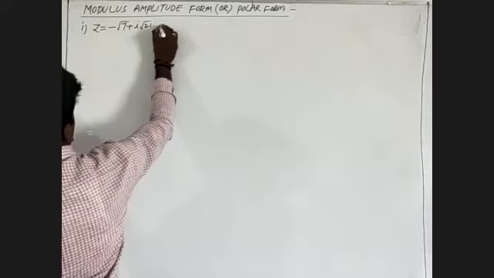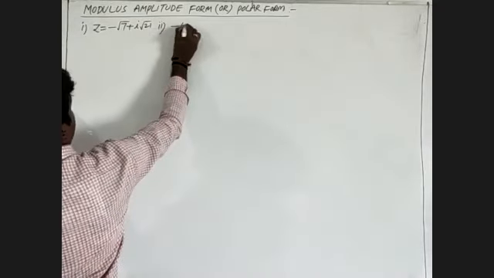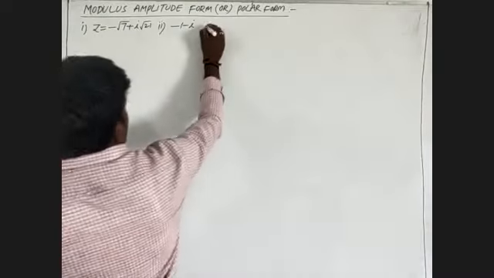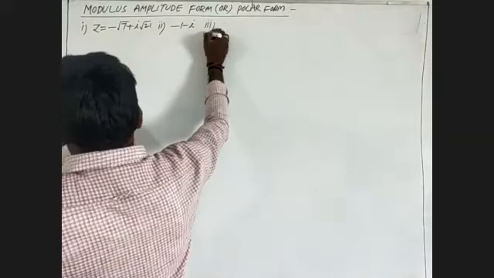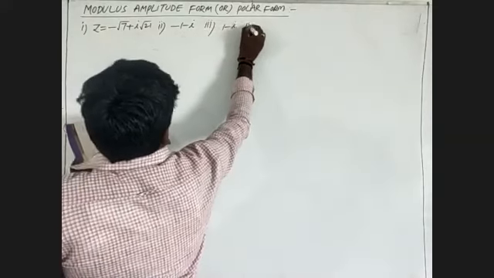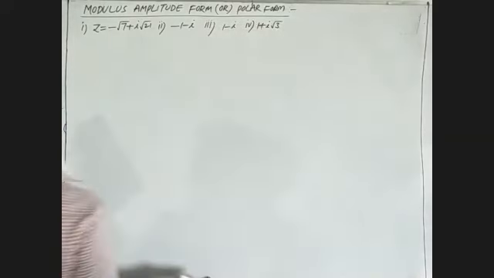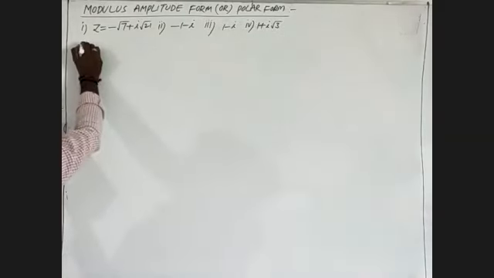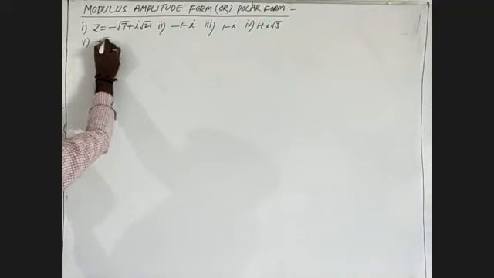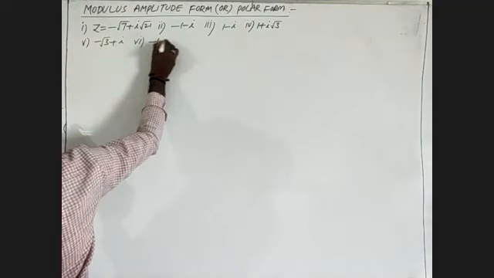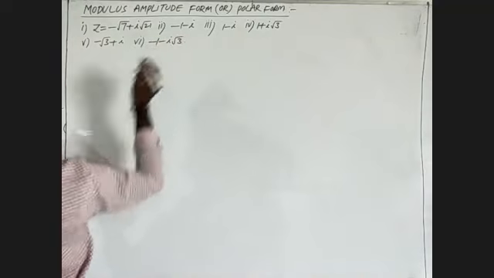The second one is minus 1 minus i. After that, the third one is 1 minus i. The fourth one is 1 plus i root 3. The fifth one is minus root 3 plus i. The sixth one is minus 1 minus i root 3.